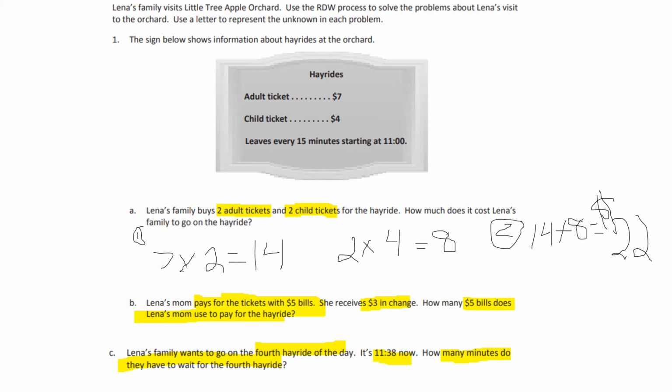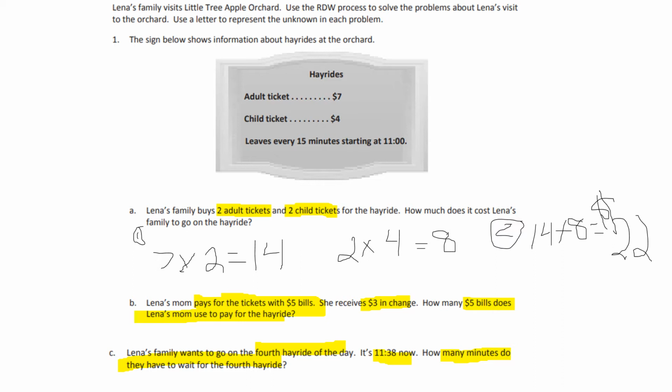So what you'll see is I kind of just solved them out and did them step by step, and I numbered my steps of what I did. So I will show you what I did right now for this first part. So here we see the sign. We know adult tickets are $7 for hay rides, child tickets are $4, and the hay rides leave every 15 minutes starting at 11 o'clock. So that would be when the first hay ride is. So now Lena's family buys 2 adult tickets and 2 child tickets for the hayride. How much does it cost Lena's family to go to the hayride?